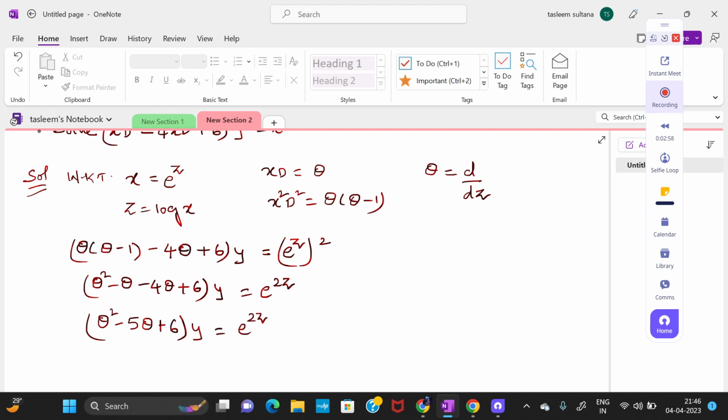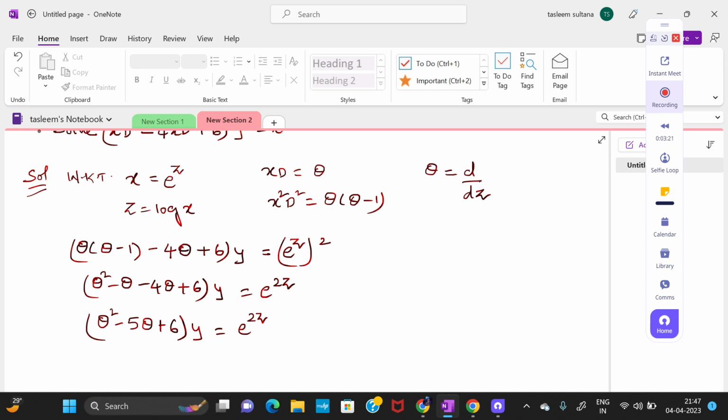Now see this e to the power of 2z, it's got reduced into which rule? Yes, Aditya, it's got reduced into rule 1. Now see, the given x into d terms have changed into the simple theta form, where theta is d by dz.